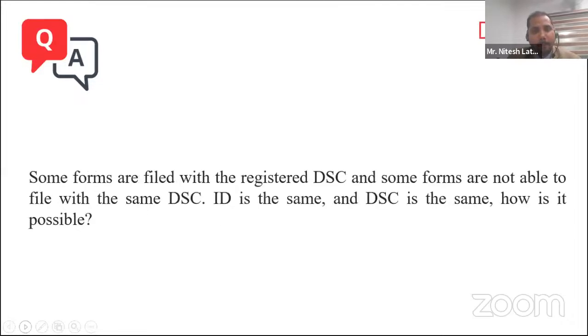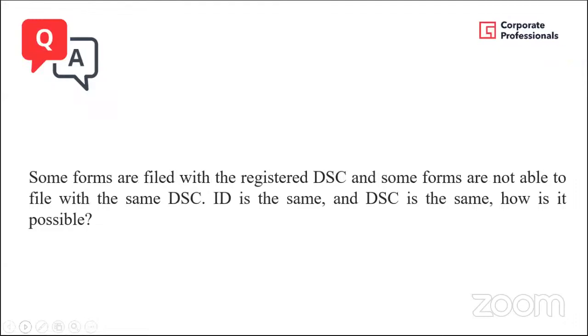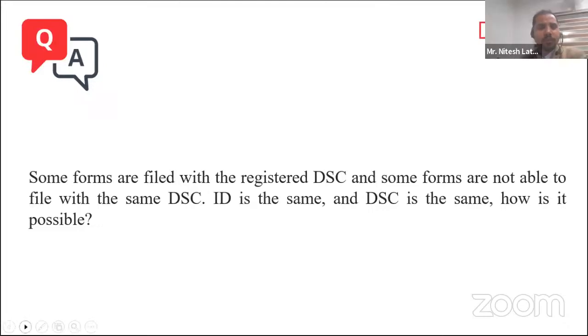Shivam, next. Some forms are filed with the registered DSC and some forms are not able to be filed with the same DSC, even though the ID is the same and the DSC is the same. How is this possible? No, it is not possible. For filing, or getting your DSC attested, you have to be a business or a professional user. A registered user will not be in a position to associate or validate his DSC, and will not be able to file the form. If it is a registered user, no, sir.